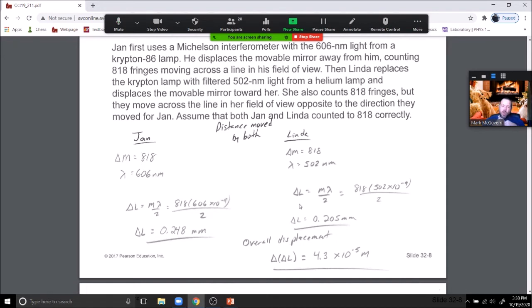Anyway, overall displacement, when we subtract these numbers, we get a 4.3 times 10 to the 5th. And that is the difference in distance that these two experience if they're going to see 818 fringes with their wavelengths. It's a small distance, but it does very easily allow you to distinguish between the two.